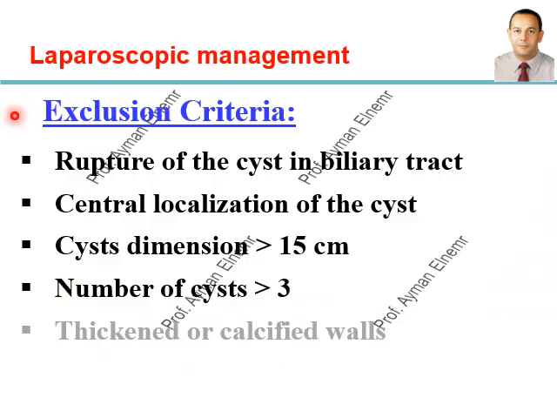The exclusion criteria for laparoscopic management are rupture of the cyst in the biliary tract, central localization of the cyst, cyst dimension more than 15 centimeters, number of cysts more than 3, and thickened or calcified walls.